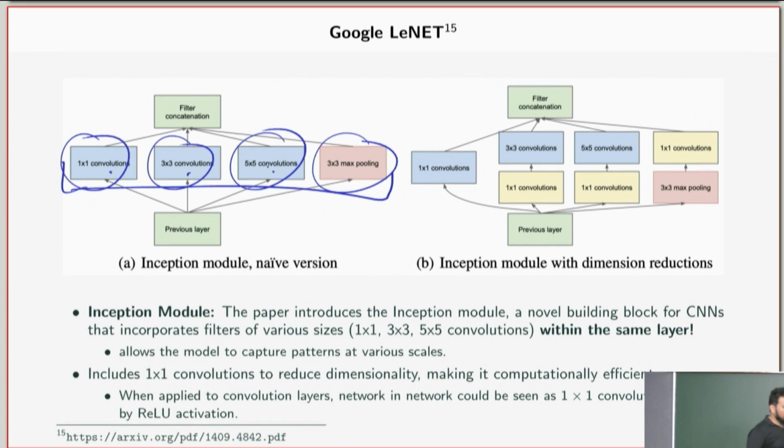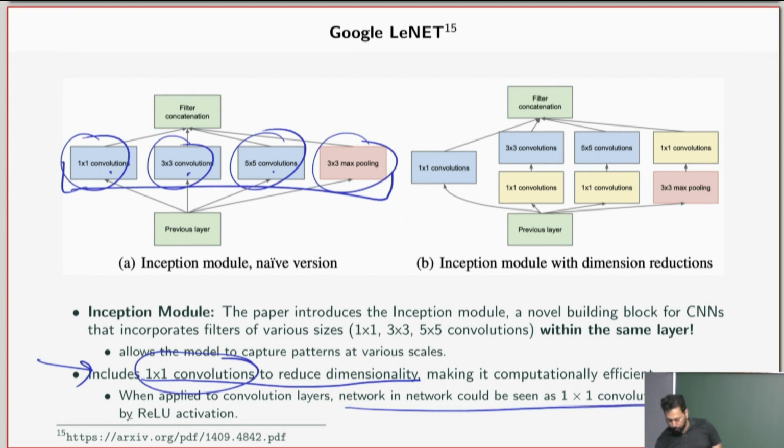To justify and motivate the Network in Network paper, they say that one by one convolution, of course, reduces dimensionality across channels. Basically, it reduces the dimension. What they also claim is that Network in Network could be seen as one by one convolution followed by a ReLU activation. Rather than using an MLP and then doing some activation, why not use one by one convolution.